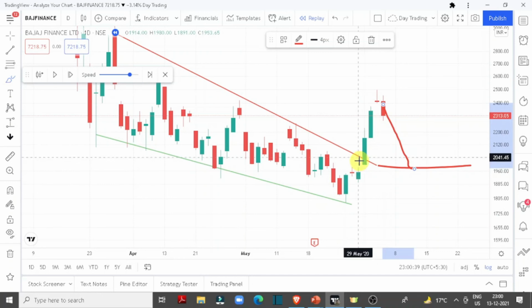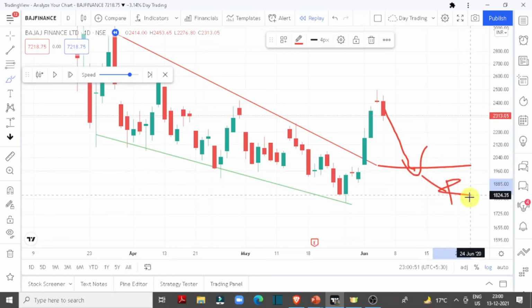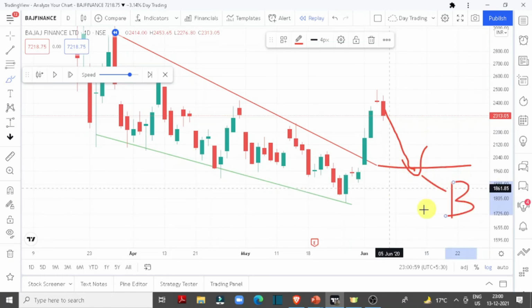So after the breakout happens, what they say is, let me wait for the throwback or a pullback to happen. If the throwback happens, then I would buy at this point, right? So some people would prefer to buy at this point. Why would they prefer to buy at this point? Because they want to minimize their losses. So to minimize loss, some people wait for a pullback or a throwback.